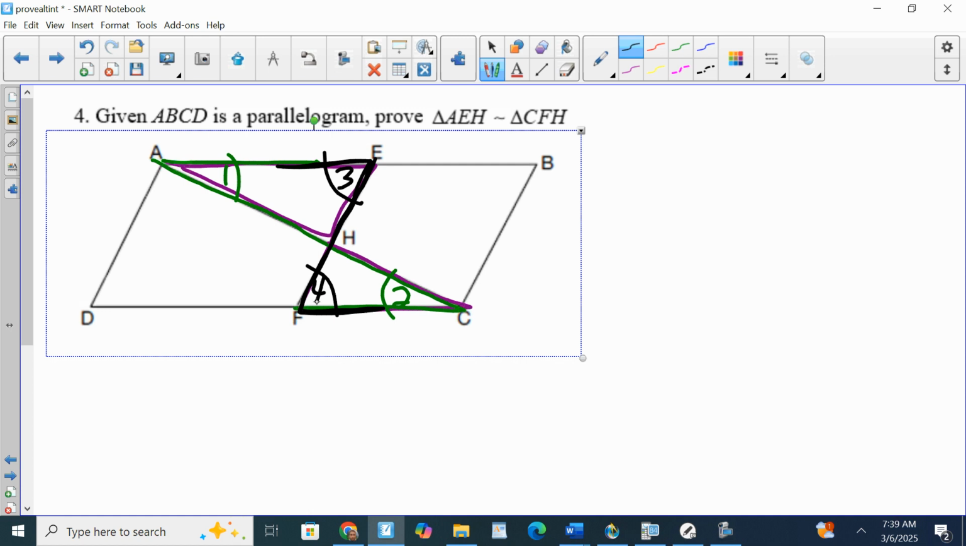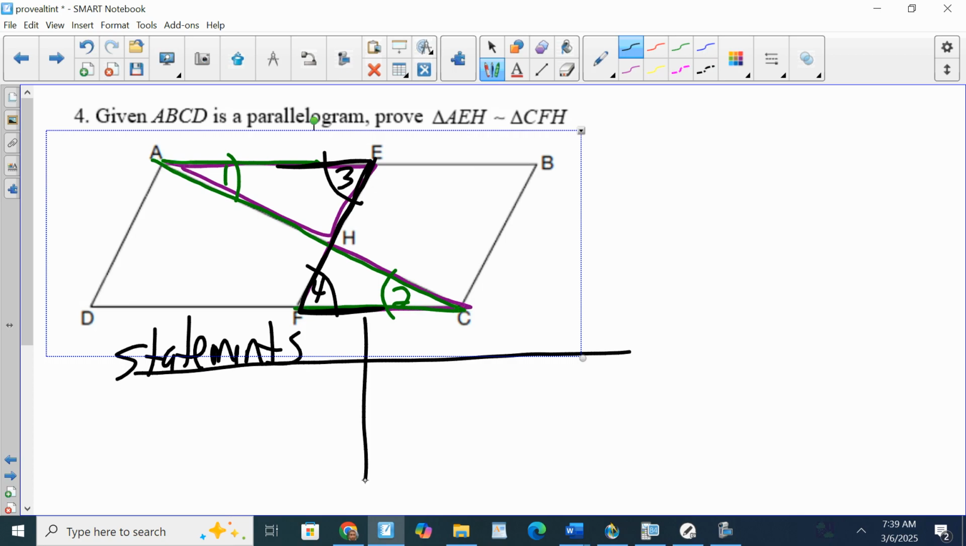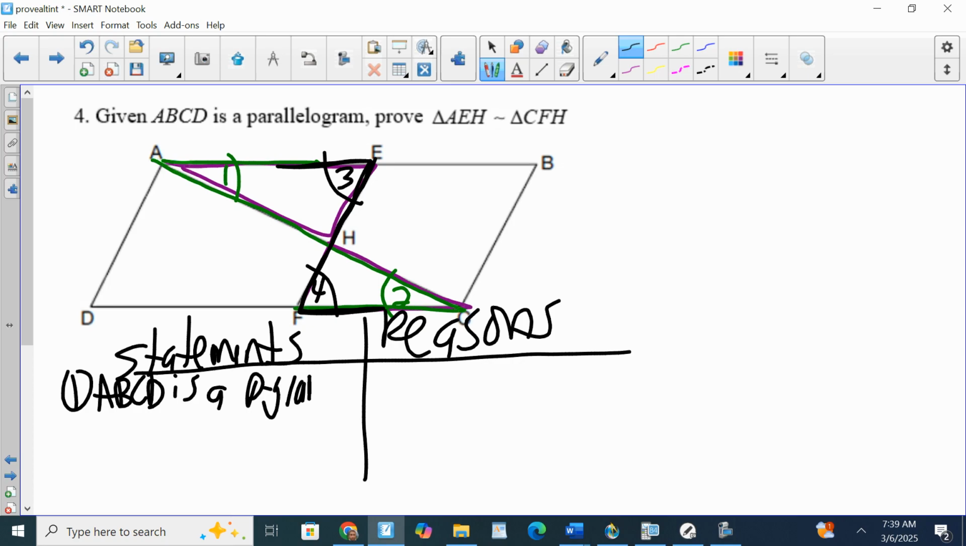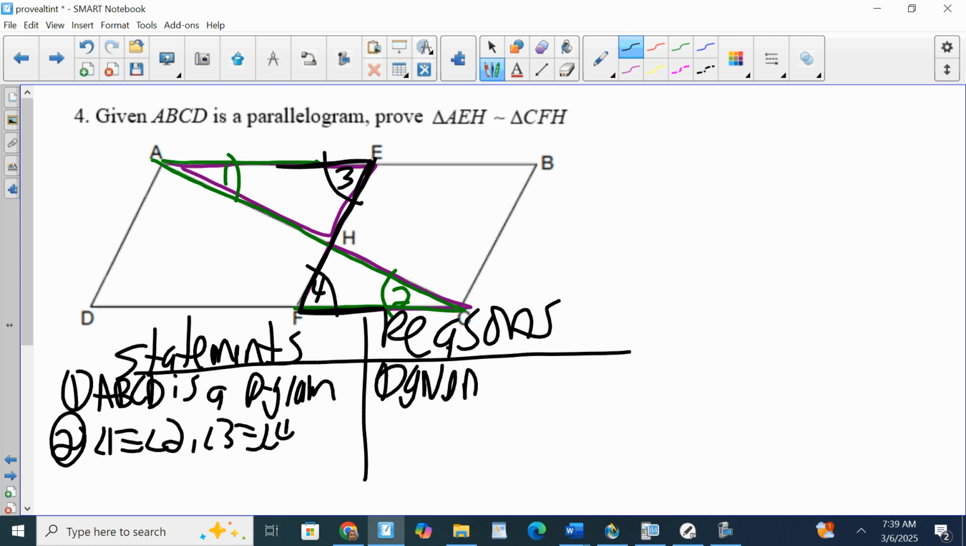And one more time, how do I put this into the proof? Well, statements, reasons. A, B, C, D is a parallelogram, given. I can say that angle 1 is congruent to angle 2, and angle 3 is congruent to angle 4.